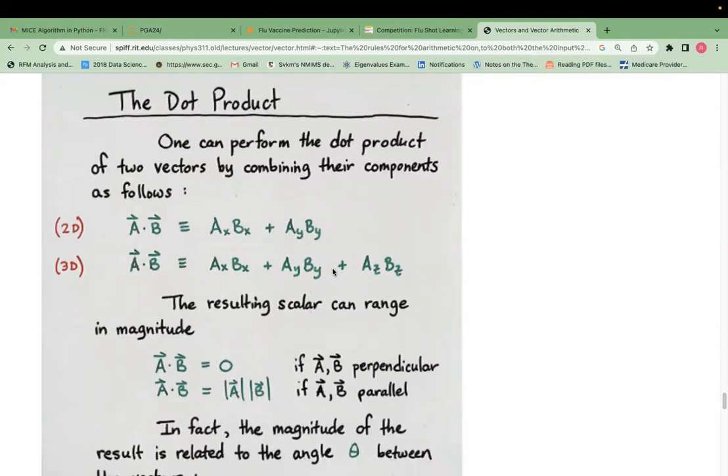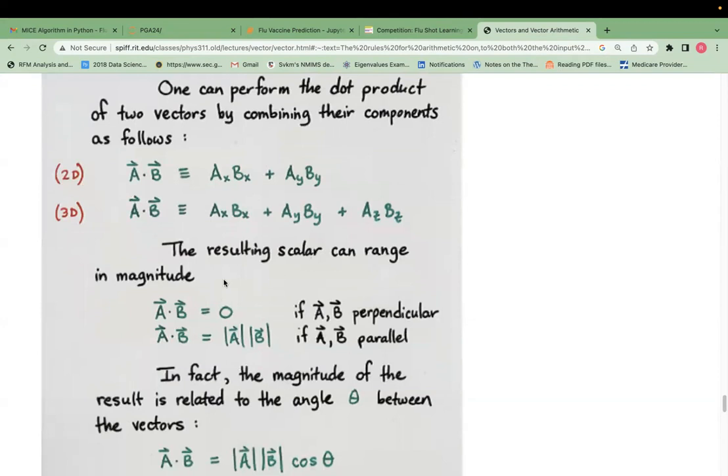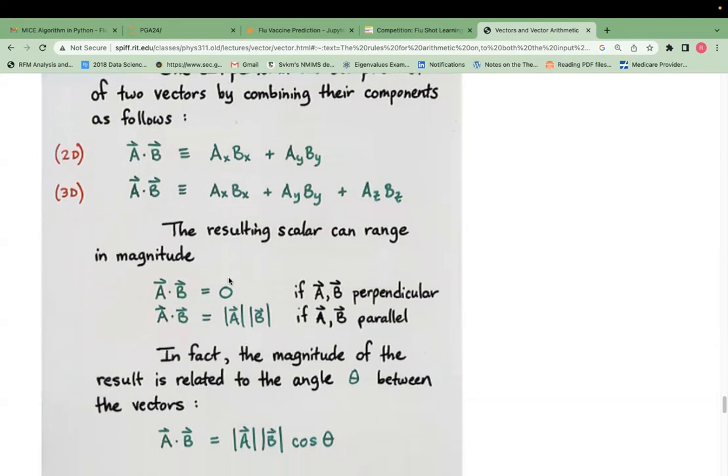The arrow symbol indicates a vector. Vector A dot vector B is equal to AX into BX plus AY into BY, or plus AZ into BZ, and so on. The result can range up to the magnitude of A multiplied by the magnitude of B. The lines indicate magnitude, not absolute value: magnitude of A and magnitude of B.